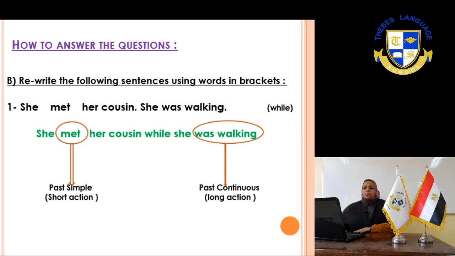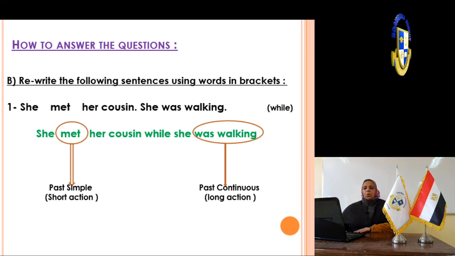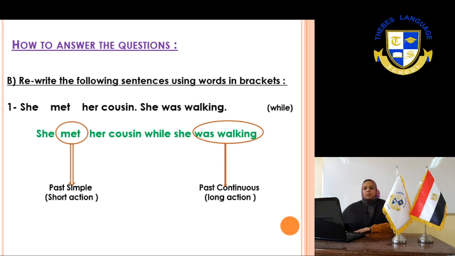Why do I put while here? Because I put while before the past continuous or the long action. As you see here, met, past simple, short action, and was walking is past continuous, long action.